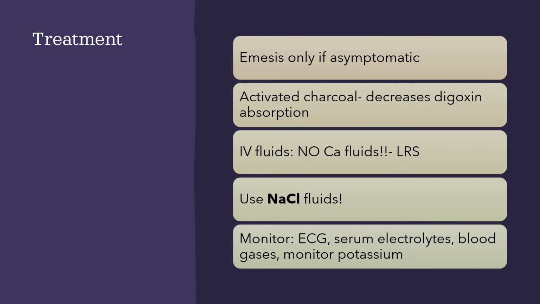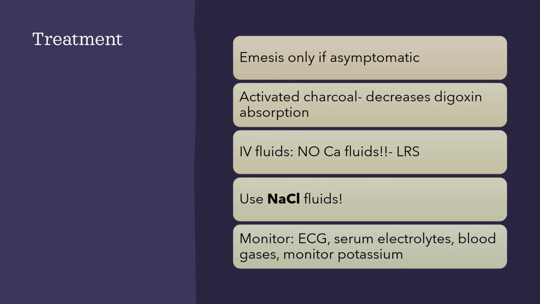For treatment, induce emesis only if patients are asymptomatic, or else it can be very dangerous. Activated charcoal is an option. It decreases the digoxin absorption. With IV fluids, you have to be very careful, and you can't give any calcium-containing fluids, and that includes LRS. So you have to give something like sodium chloride.